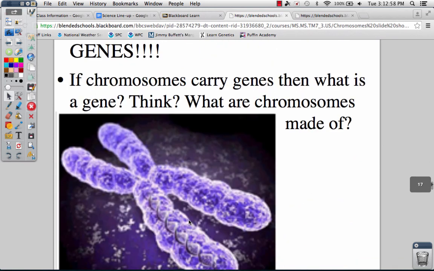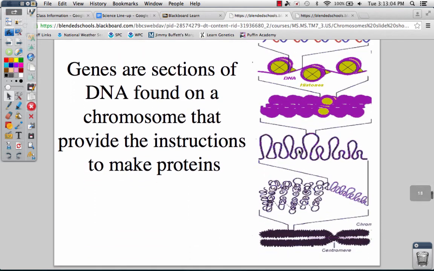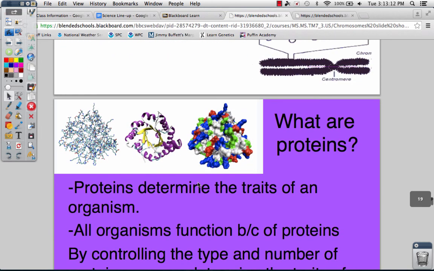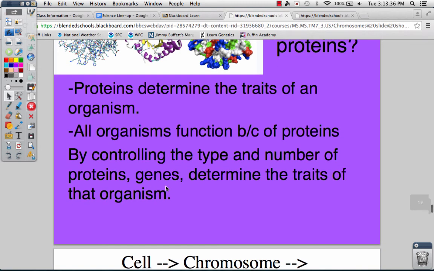What is a gene? If chromosomes carry genes, what are chromosomes made of? Chromosomes are made of DNA, and genes are just sections of DNA found on a chromosome that provide instructions to make proteins. What are proteins? Proteins determine the traits of an organism. If you have brown hair, specific proteins must be made to give brown hair. If you have blue eyes, specific proteins must be made to give blue eyes. It is the genes, the DNA, that code for these specific proteins.